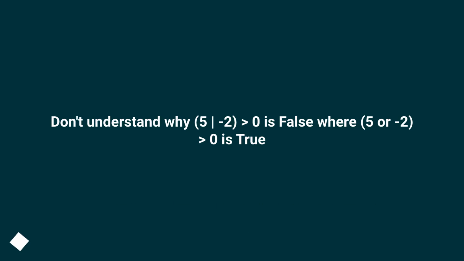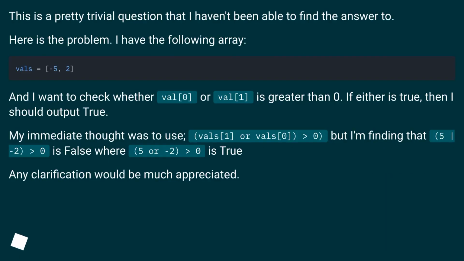I don't understand why 5 minus 2 > 0 is false where 5 or minus 2 > 0 is true. This is a pretty trivial question that I haven't been able to find the answer to.